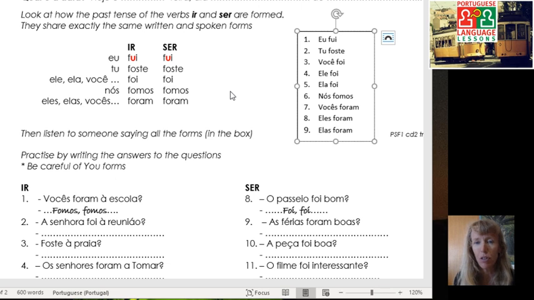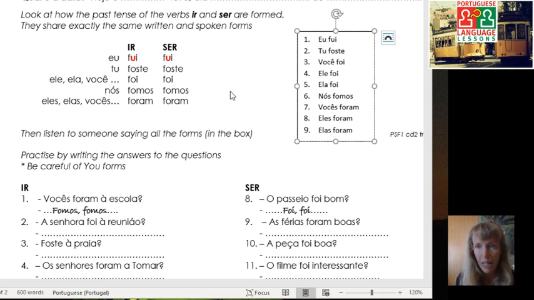I always say we get two for the price of one here, because the forms are identical, both in the way we write them and the way we say them. Okay, so we've got fui, foste, foi, fomos, and foram. Let me read out for you the different forms for different people. Eu fui, tu foste, você foi, ele foi, ela foi, nós fomos, vocês foram, eles foram, elas foram.